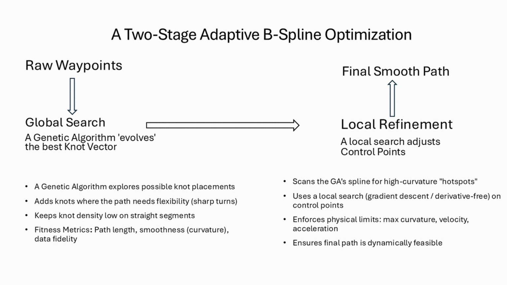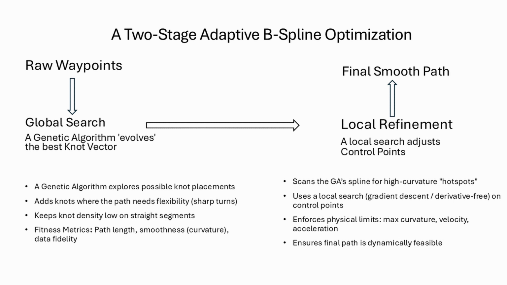However, standard B-spline methods have a significant limitation. The shape and flexibility of the spline are determined by something called a node vector. Most conventional approaches use a simple, uniform distribution for these nodes. In practice, it can cause the spline to cut corners on sharp necessary maneuvers, or it can add needless complexity to long straight segments. The core insight of the paper is that to get the best possible path, you need to intelligently and adaptively place these nodes.